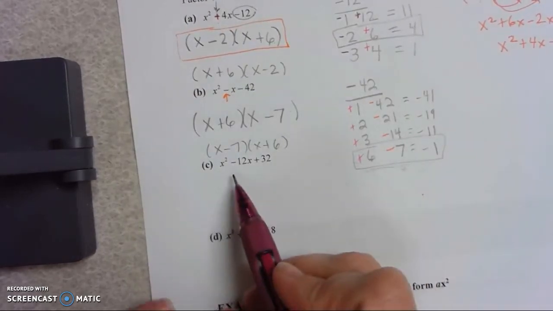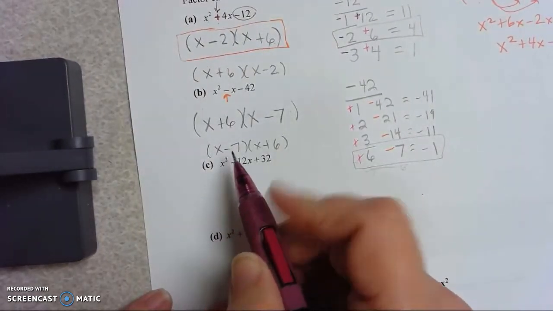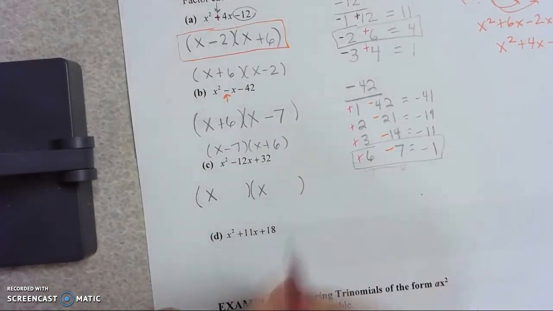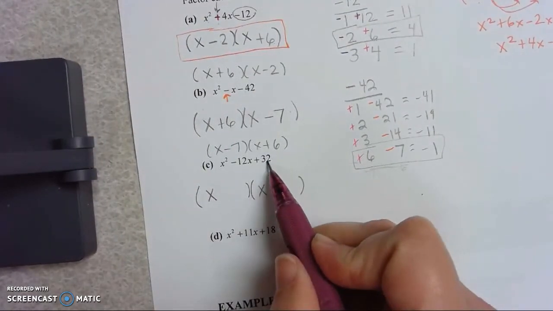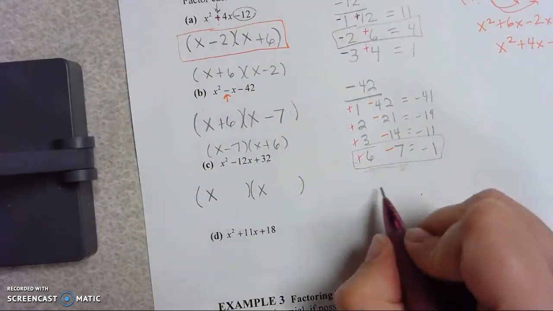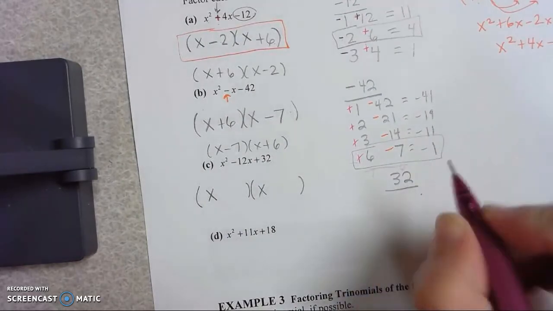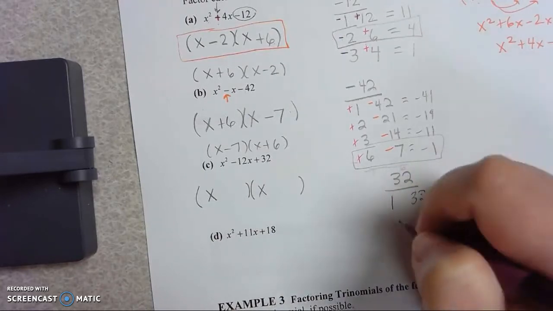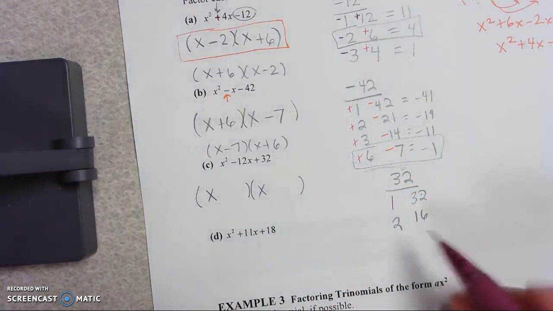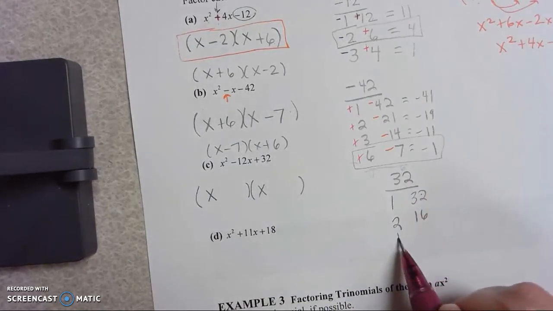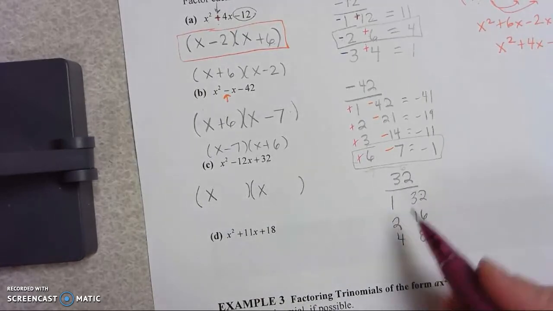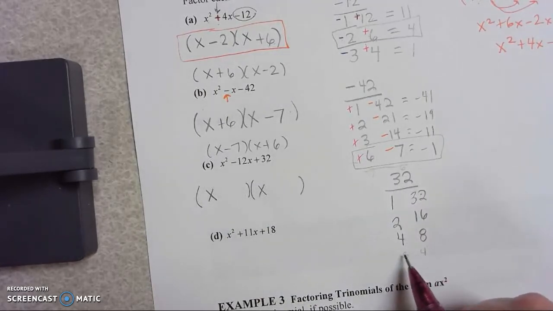Okay, looking at C. My first term is x squared. I know to get x squared, I have to have x in the first term of my factors. Now I'm looking for what multiplies to give me a positive 32. Alright, and we'll start with 1. 1 times 32, 2 times 16, 3 won't go into 32, 4 times 8, 5 won't, 6 won't, 7 won't, and then I'm back at 8 times 4. There's where they start to repeat.